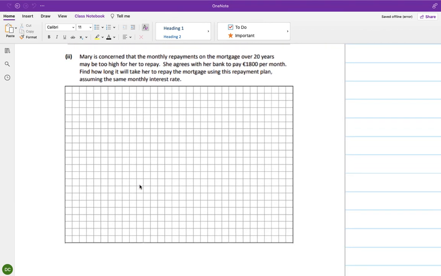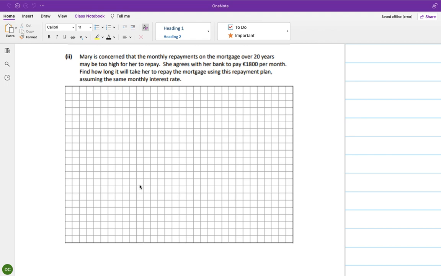Okay, Mary's concerned that the monthly repayments on her mortgage over 20 years may be too high for her to repay. She agrees to pay €1,800 per month. Find how long it will take her to repay her mortgage. So I think I can use amortization here. Don't see why not, because it's still the end of the month. Everything else stays the same.